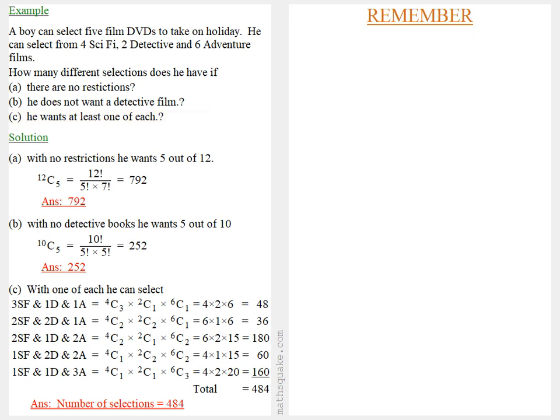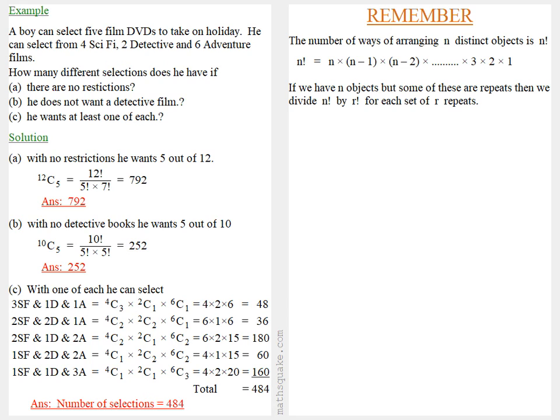Now we've covered quite a lot, so remember, these are the important results. The number of ways of arranging n distinct objects is n factorial. And n factorial is n times 1 less than n times 2 less than n down to 3 times 2 times 1. If we have n objects but some of these repeat, then we divide n factorial by r factorial for each set of repeats.